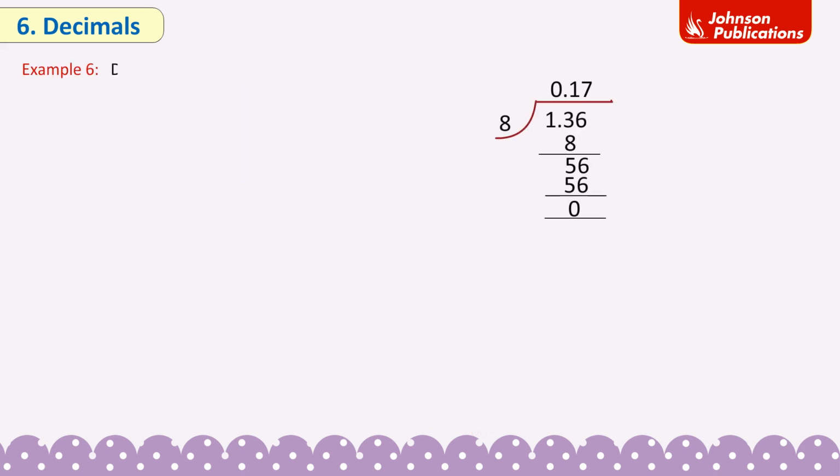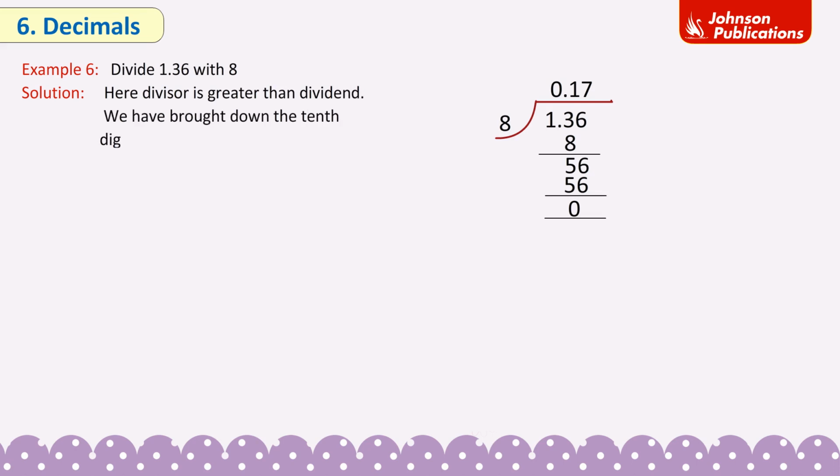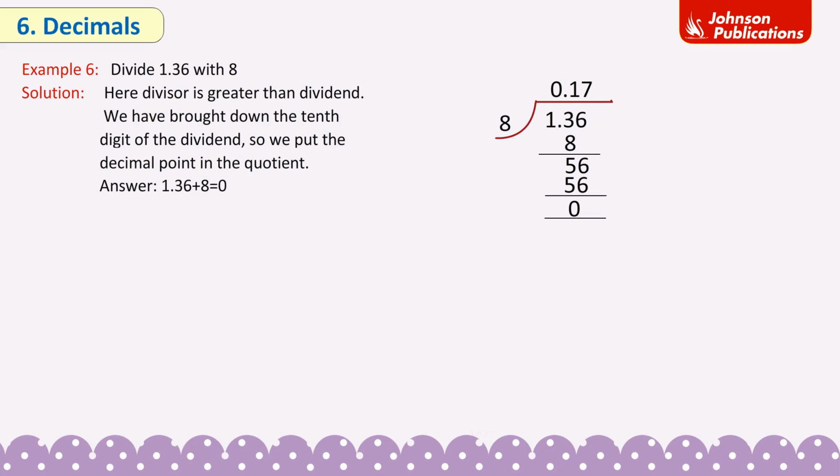Example 6. Divide 1.36 with 8. Solution. Here, the divisor is greater than the dividend. We have brought down the tenths digit of the dividend, so we put the decimal point in the quotient. Answer. 1.36 divided by 8 is equal to 0.17. Answer verification. Divisor multiplied by quotient is equal to dividend. 8 multiplied by 0.17 is equal to 1.36.